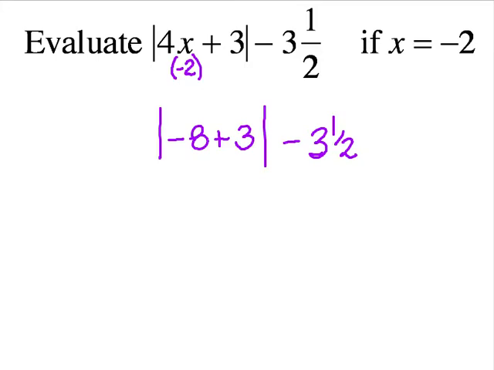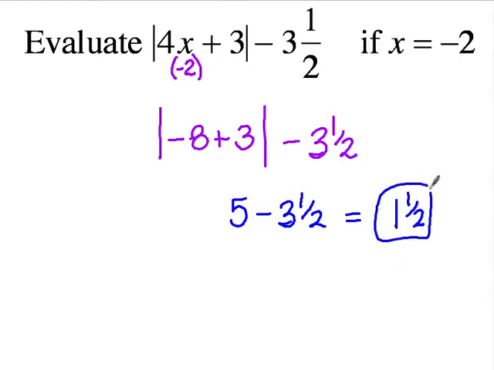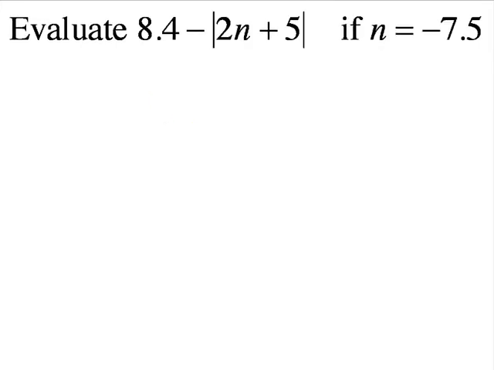So now, what is -8 plus 3? -5. What is the absolute value of -5? +5. Minus 3 1/2 is what? 1 1/2. Okay? So that is your answer. All right, with that in mind, I want you to go ahead and complete this problem for me. Okay, evaluate 8.4 minus the absolute value of 2n plus 5.